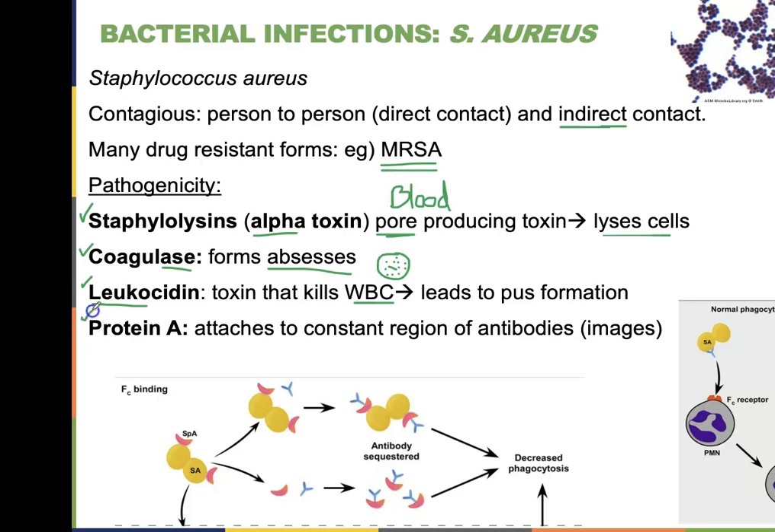Lastly, there's something called protein A that attaches to the constant region of antibodies. So protein A, I thought needed a visual because we can see that this is SA, this is Staph aureus. We can see that this is protein A. So basically our antibodies, right? Our body will make these antibodies.